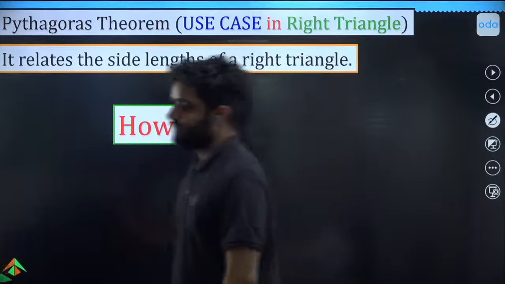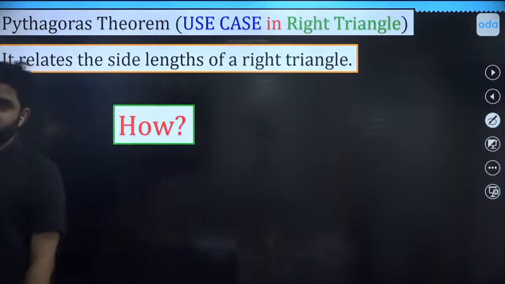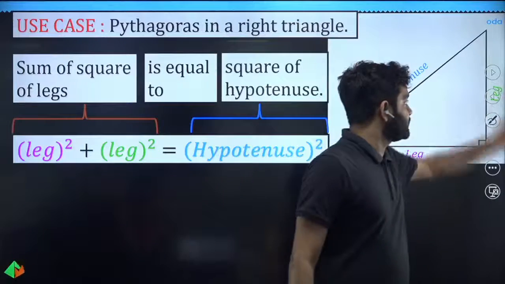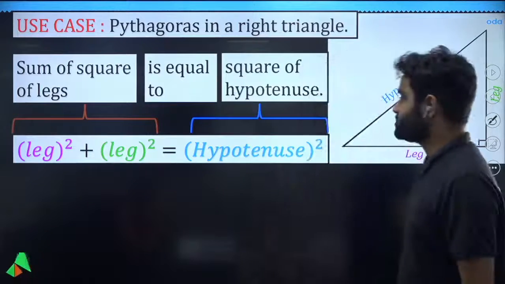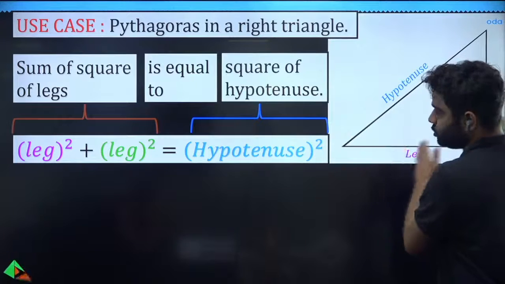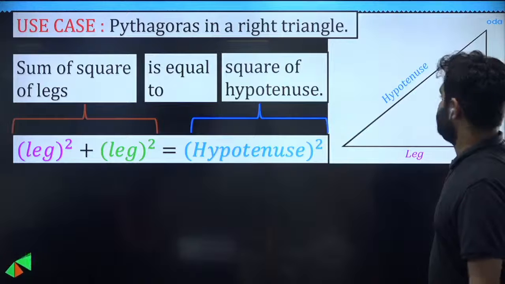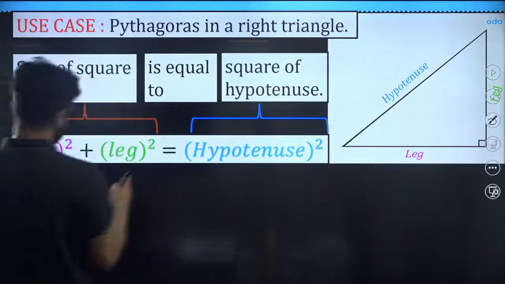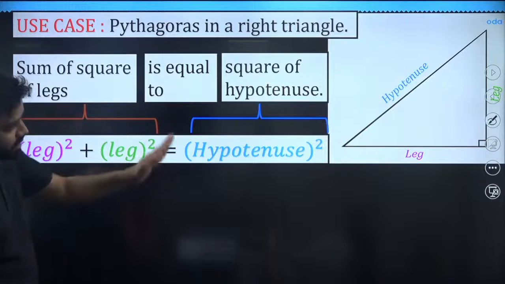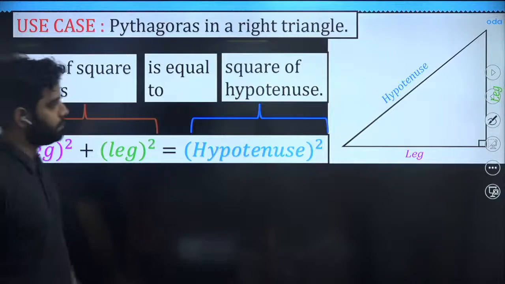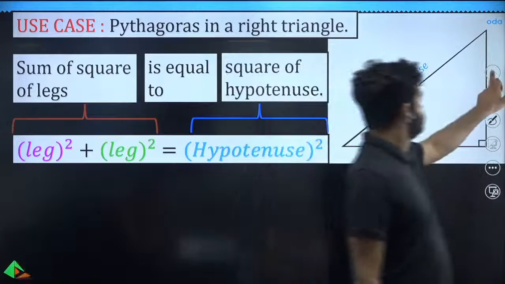Our confusion right now is how we are going to relate the side lengths in a right angle triangle using the Pythagoras theorem. The Pythagoras theorem says that if we know any two sides, that is, the two legs, we can find the third side. And what it says is that the sum of squares of the legs, that is the green thing and the pink thing are the legs, is equal to the square of the hypotenuse. I will give you an example taking the side lengths.